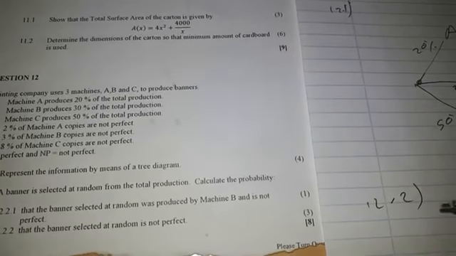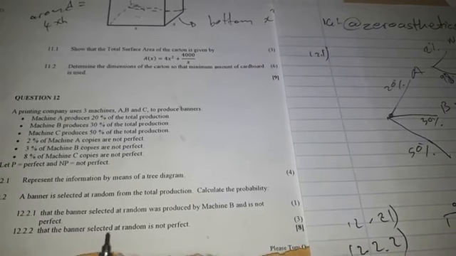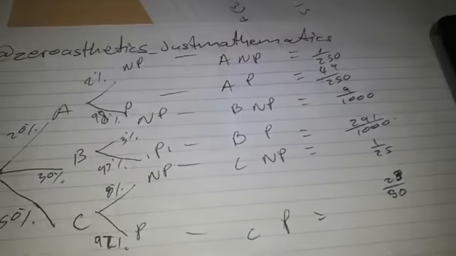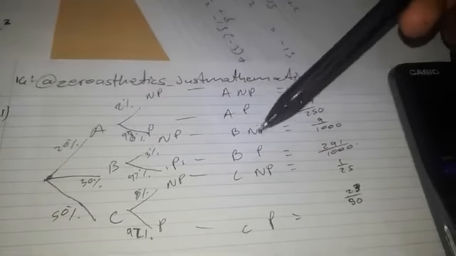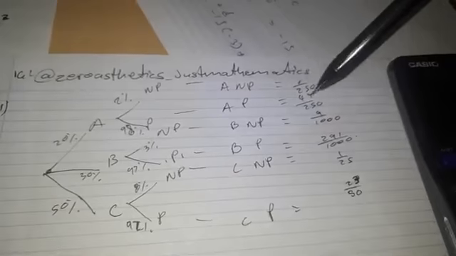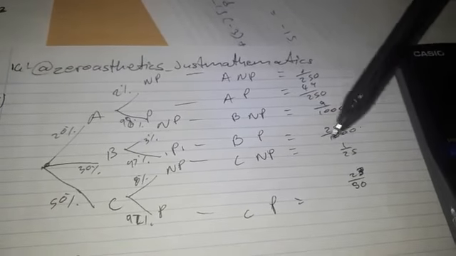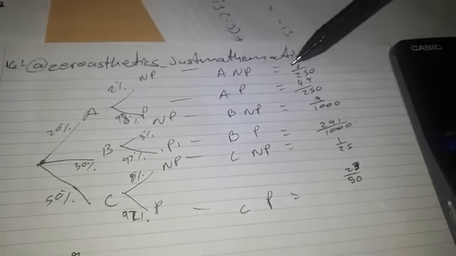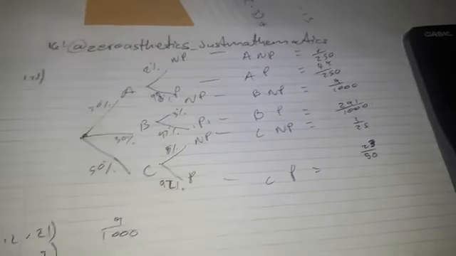12.2.2, this is saying we should work out the probability that the banner selected at random is not perfect. So literally all you do is you go to all the ones that have banners that are not perfect. You see 1, 2, 3, not perfect, not perfect, not perfect. These 3 probabilities, you add them up.